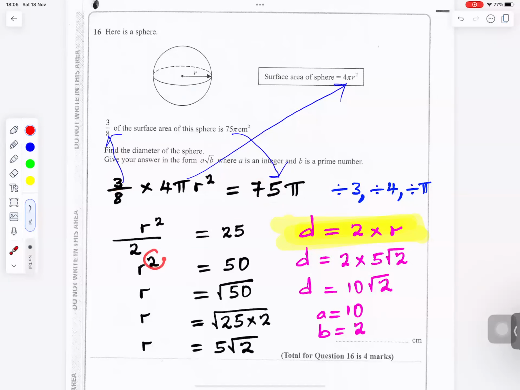And you find the square root of 50. Now, there's no calculator, so you have to split 50 into 25 times 2. The square root of 25 is 5, and then it's 5 root 2. And that's the radius. To get the diameter, we do 2 times the radius. So 2 times 5 root 2. 2 times 5 is 10. So the answer is 10 root 2. So your A is 10, and your B is 2.